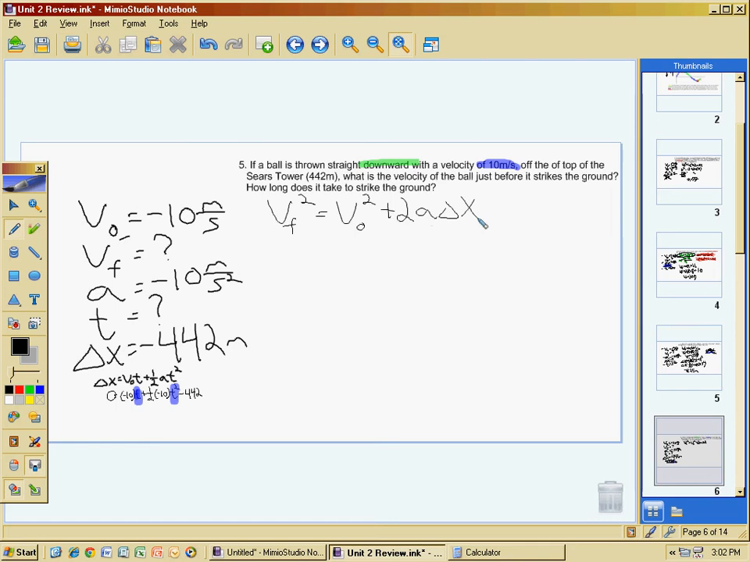We plug in what we know. We're solving for v final. V naught is negative 10. Our acceleration is also negative 10, and delta x is negative 442. Negative 442 times negative 10 is going to give you positive 4,420. Times 2 is going to be 8,840, plus negative 10 squared gives you 8,940.